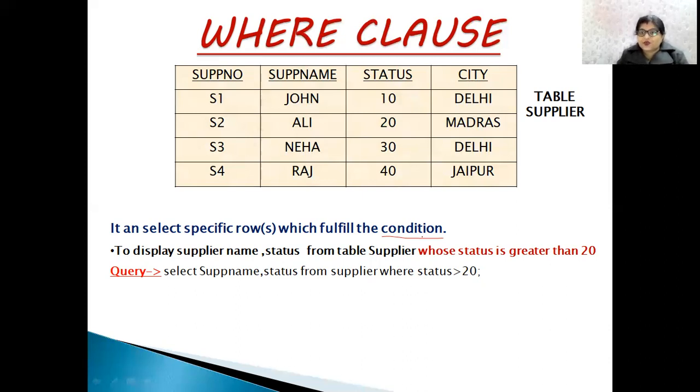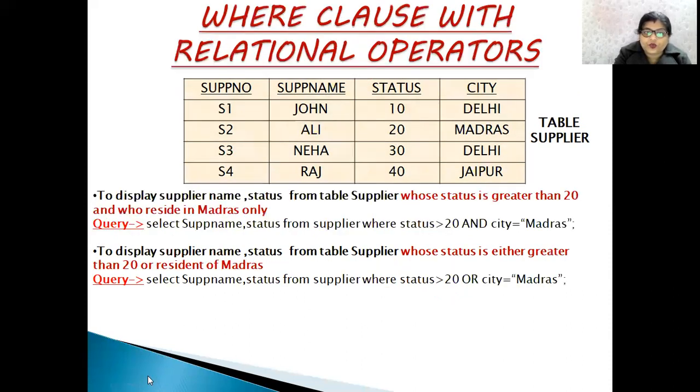So the WHERE clause is used to specify the particular row. For example, see here, to display the supplier name, status, whose status is greater than 20. This is a condition, so we have to put a condition in a WHERE clause. Select SUPPNAME, status from supplier. Now WHERE, just write as it is, whose status is. Just see the column name here, the column name is status. So I'm writing WHERE status greater than, I put the symbol, 20. So status is greater than 20.